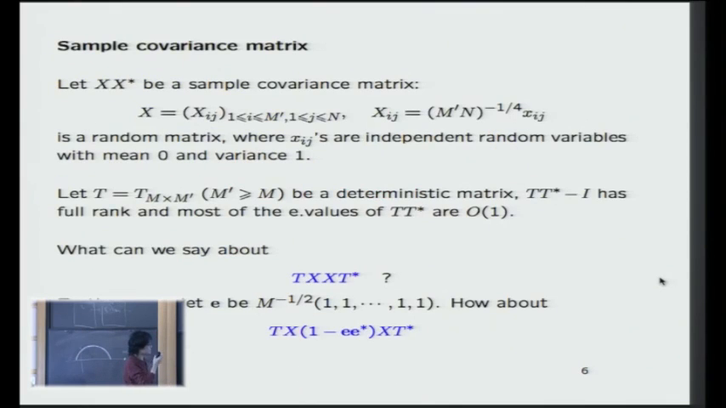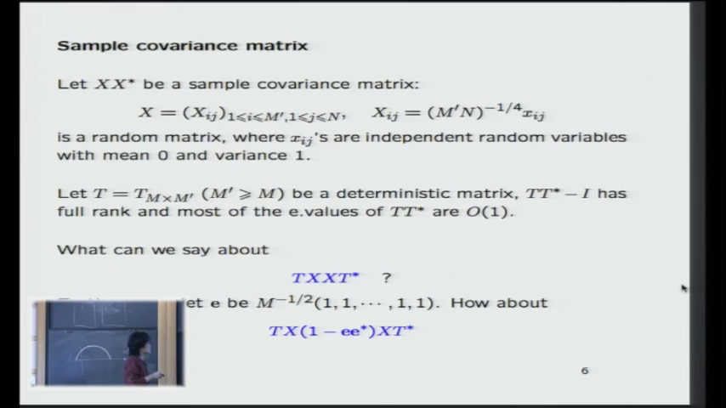And actually, there's a very similar question for the covariance matrix, which turns out to be very important for principal component analysis. The question is very similar. Let me quickly go through it because you have seen the big picture of our topics. In this case, you have this X, which is not symmetric, and you look at X, X star. This is a symmetric matrix, and the entries of X are independent random variables with mean 0 and variance 1. You can call this a simple sample covariance matrix.